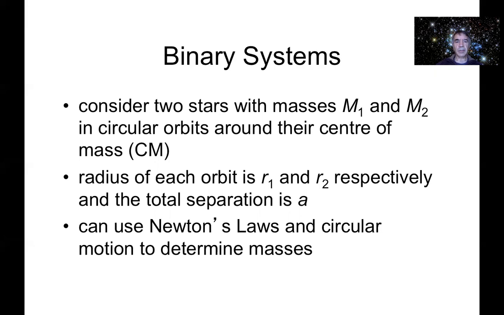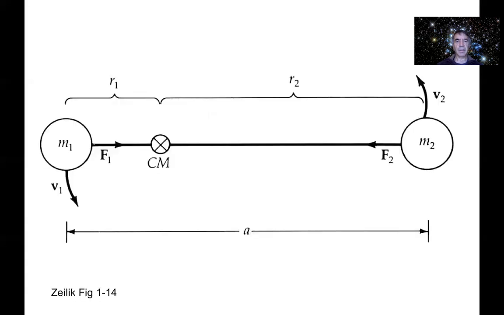And all we need here is about three bits of physics really: Newton's laws of motion and gravity, and circular motion laws, and that's all we need. So here's a diagram just to clarify all of those variables. Here are two stars, M1 and M2, so masses M1 and M2. Again, don't confuse masses with magnitudes.